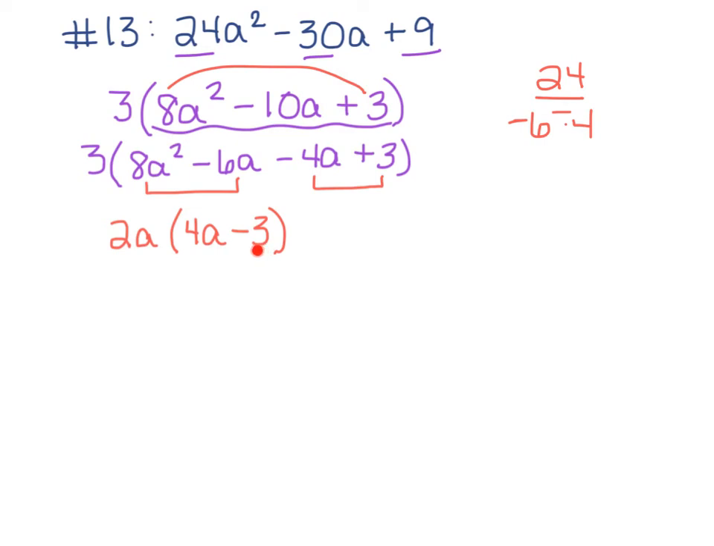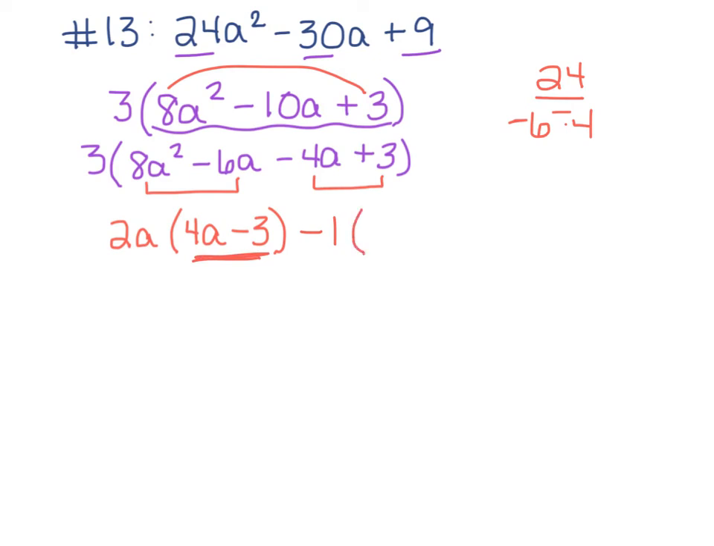I want it to be a 4A minus 3 to match this. So knowing that, instead of pulling out a positive 1, I'm going to take out a negative 1 as a GCF. I knew to do that because I wanted it to end up matching this parenthesis here.